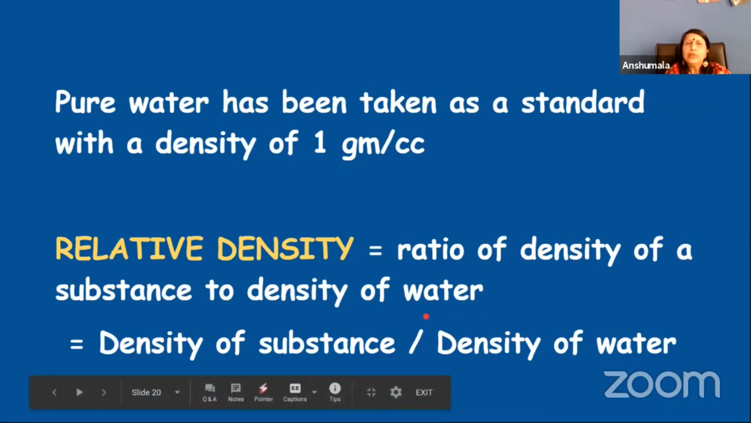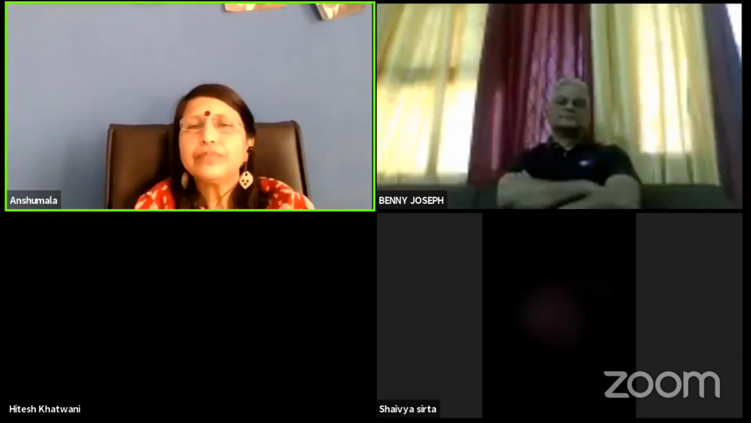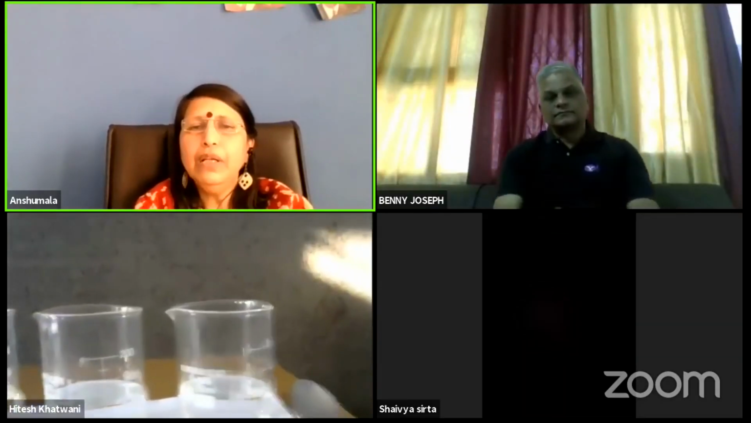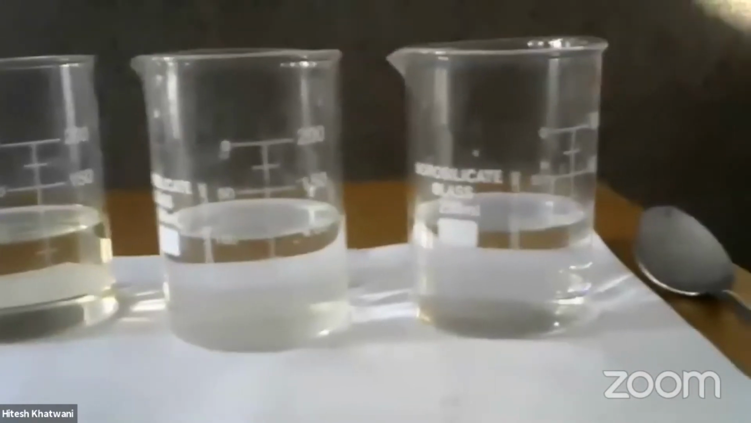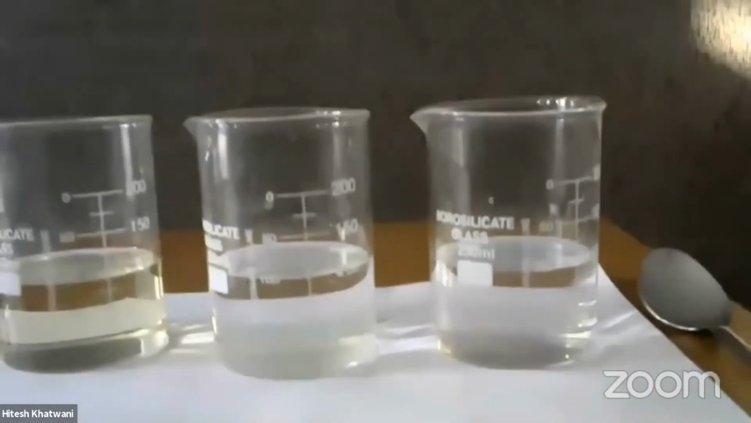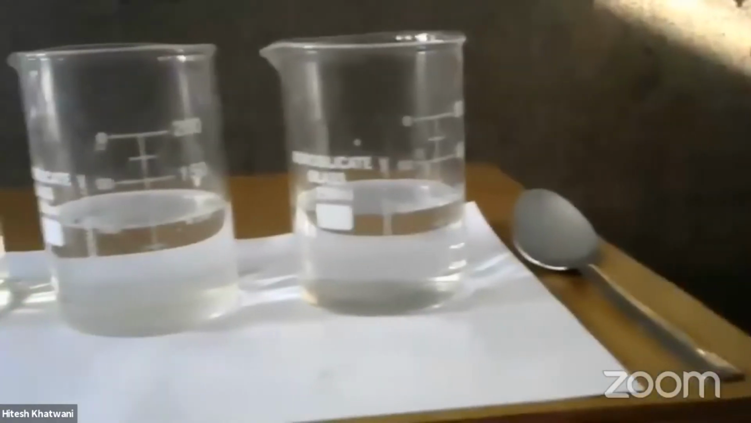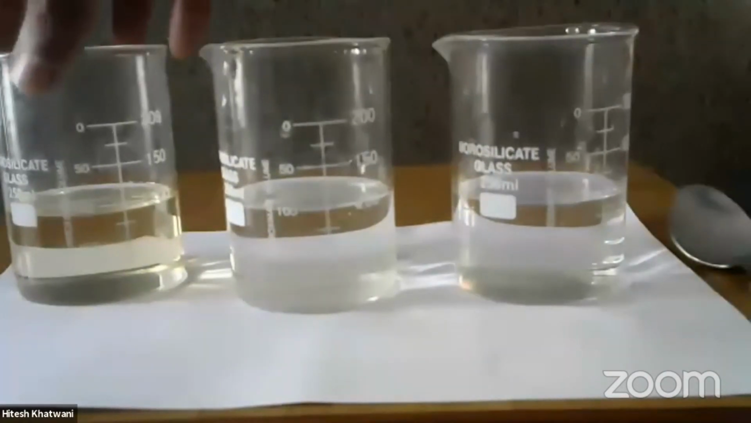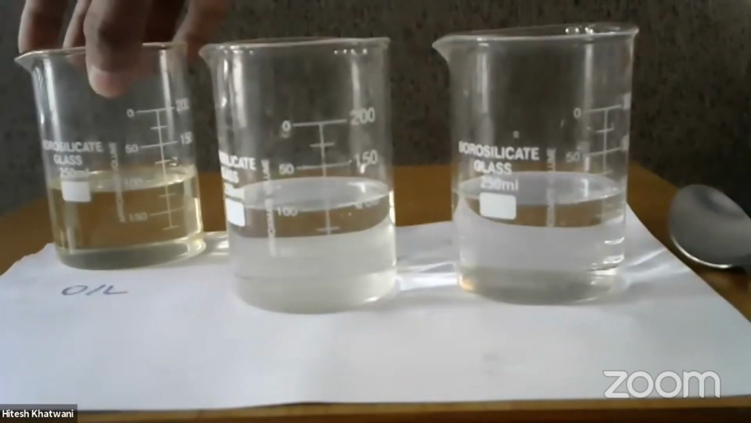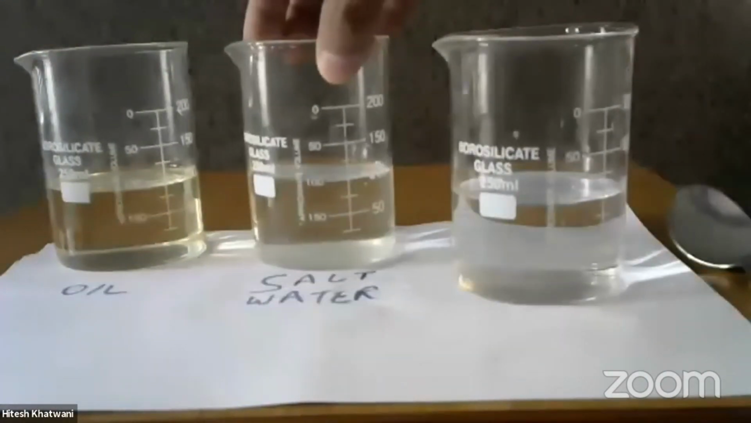So right now, we are going to take, you can see Hitesh's screen, on which we are going to take oil, refined oil, then water, and then salt water. Taking the same volume of all three, 100 ml, we will weigh them.